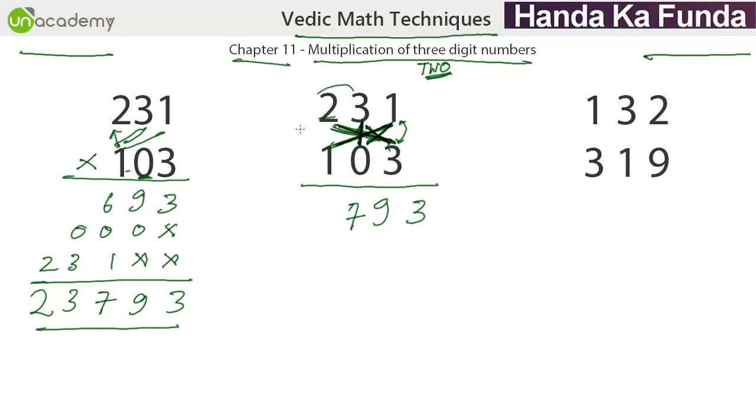Then I do a cross in this set. 2 into 0 is 0, 3 into 1 is 3. So I get a 3 here. And then finally, for the leftmost digit, I just multiply these two, which gives me 2 into 1, or 2. And I directly get my answer as 23793, which is what I had obtained by the long tedious method.